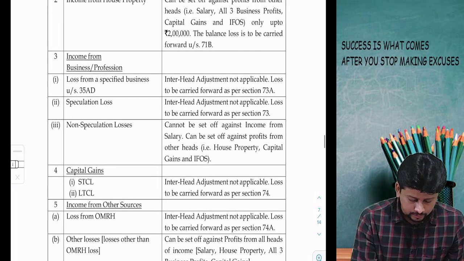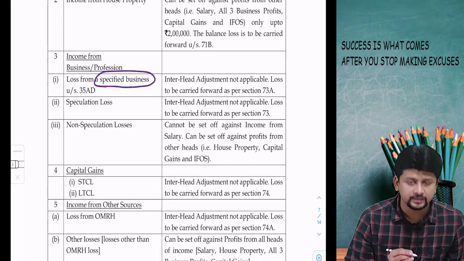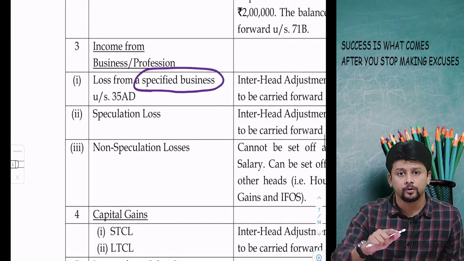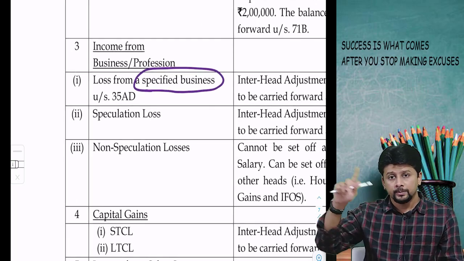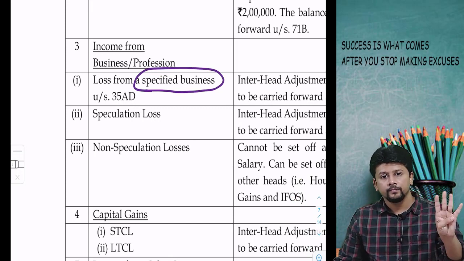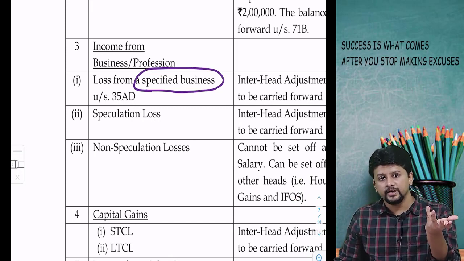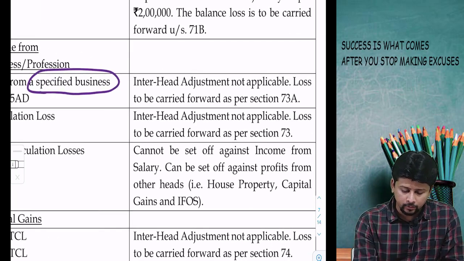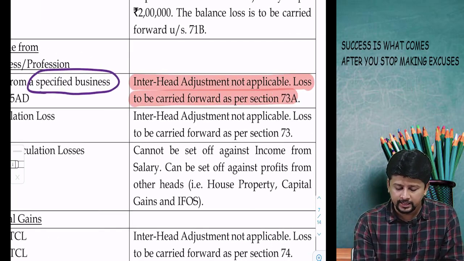We saw that specified business loss can be set off against specified business profits only. So the balance four heads of income, salary, house property, capital gains and IFOS, those four heads are not specified business. That means inter head adjustment is not going to be applicable, it will straight away be carried forward.